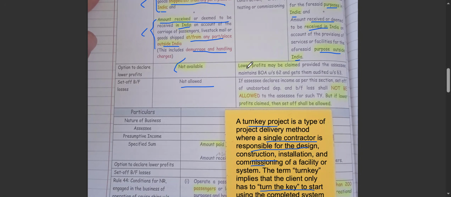First one is the option to declare lower profits. They both get the option to declare lower profits, and then they have to maintain books of accounts as per section 62 and get them audited under section 63 of the act. Similarly, in case of set off of losses, they do not get the option of setting off losses. But if they opt for lower profits, which means they move into the normal mode of taxation, then they can set off losses. Otherwise, this option is not available.